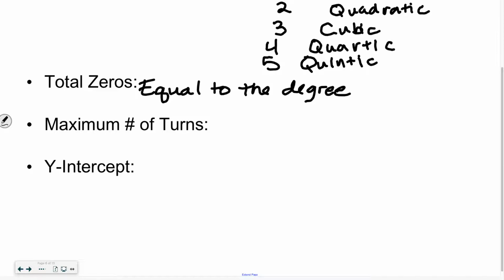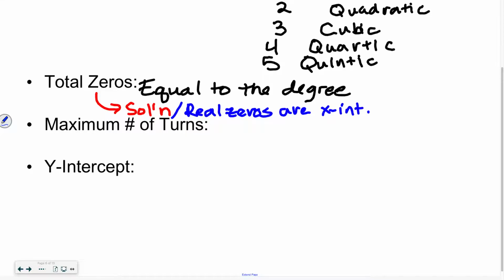Okay. Another word for zeros is the word solution. So that's my abbreviation for the word solution. Again, I'm too lazy to write it out. SOL'N. If you don't know what that means, write out the whole word solution. And I'm going to say this here, we'll come back to this a little bit later. But real zeros, we know this from quadratics, are x-intercepts on the graph.